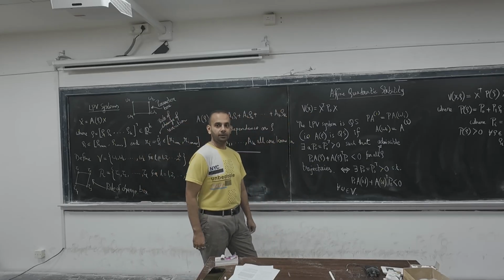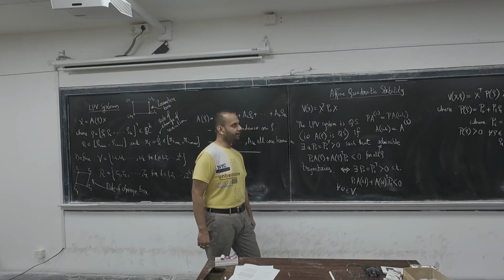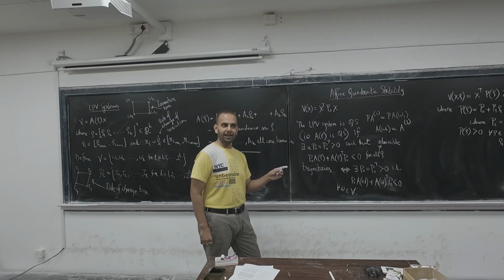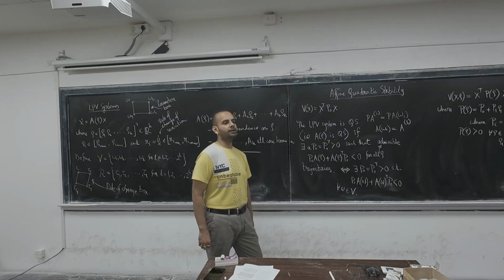So first you have already understood quadratic stability. Now in the case of affine quadratic stability, you have understood why it is called affine quadratic, because P has been replaced by P of rho. Now what can be the formal definition?